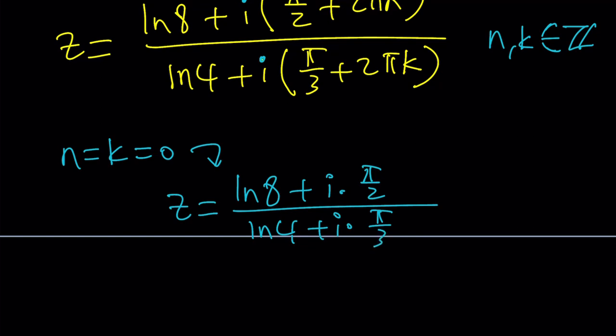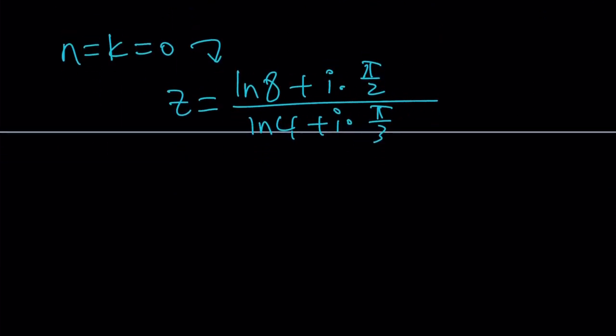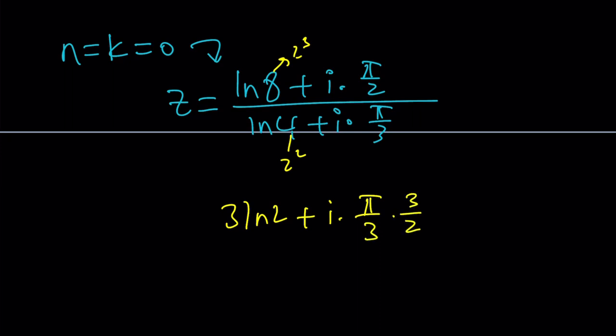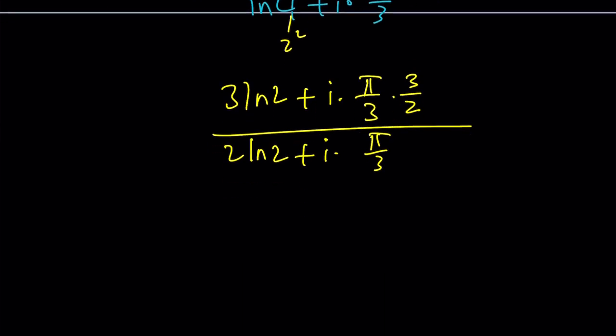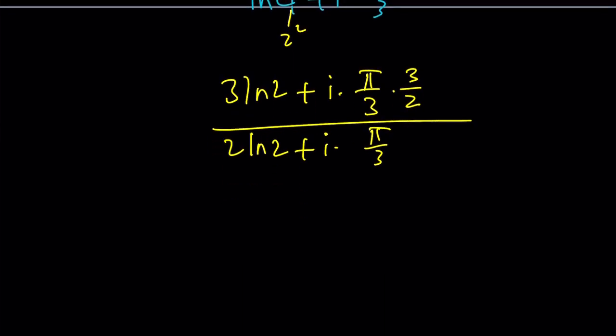And again, if you dealt with proportions and ratios before, you probably guessed the same thing. Yes, I'm going to go ahead and simplify these. This is 2 to the third. This is 2 to the second. I'm going to write this as 3 ln 2 plus i times pi over 3 times 3 halves, divided by 2 ln 2 plus i times pi over 3. Now, why did I do that pi over 3 times 3 halves thing? Because I want to factor something.